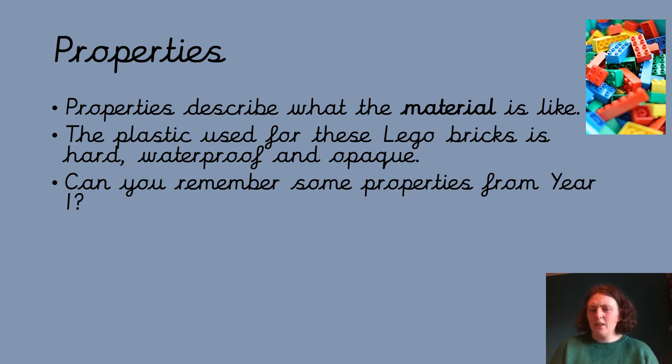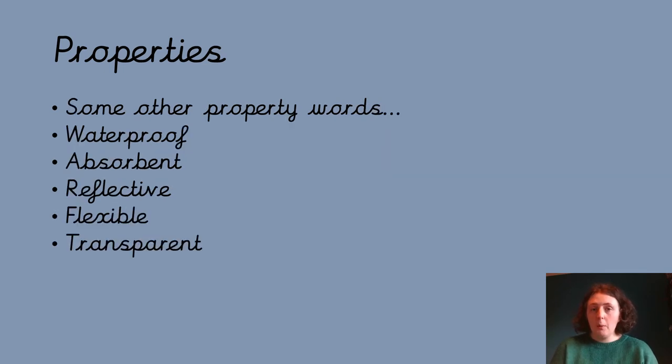So I think you'll have learned some properties when you're in year one. Have a chat with someone at home and see if you can remember the names of any properties that you learned last year. So here are some property words that I would like us to remember in year two. You might have heard some of them before, but if not, we're going to talk about what they mean. So waterproof, as we've said just a minute ago, means that water won't be soaked up by the object, it will just run off it. So my spoon is waterproof, that's why it's good for eating cereal and milk.